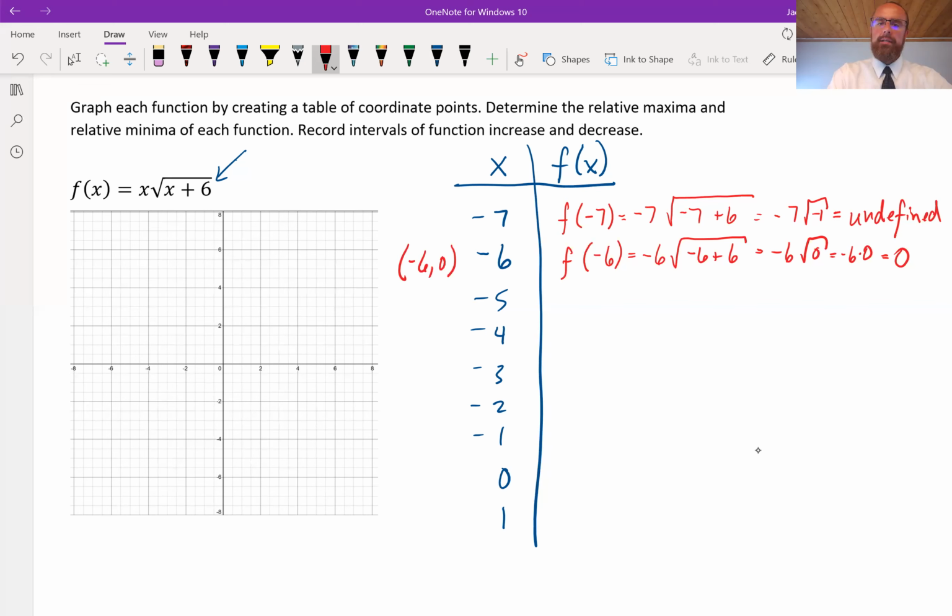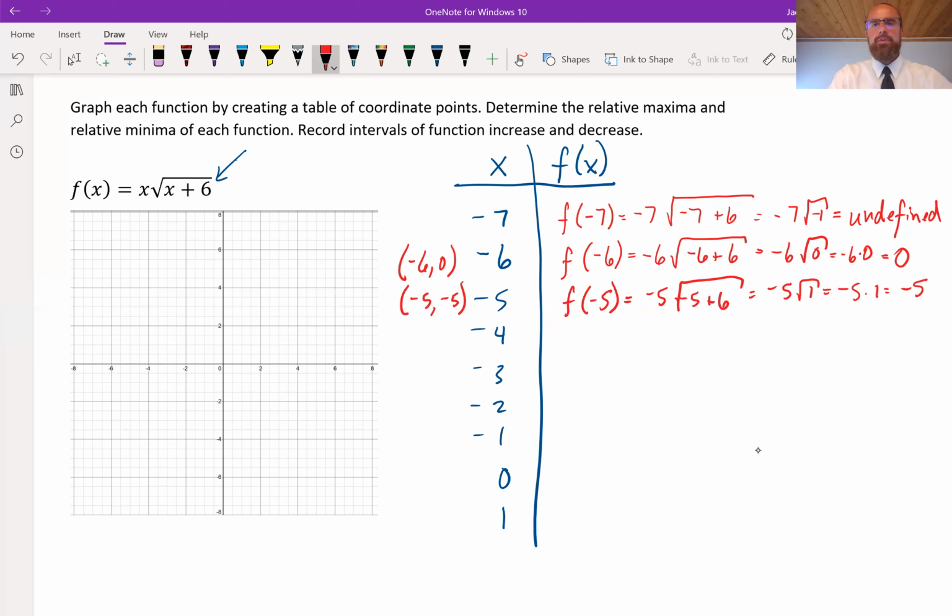Let's try at -5. F at -5 is -5 times the square root of -5 plus 6, which is -5 times the square root of 1, which is -5 times 1, or -5. So that evaluated real cleanly. -5, comma, -5.